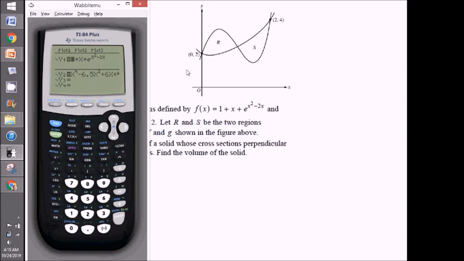Now for the window, I'm thinking 0 to 2 is going to give me a good picture. I mean, that's what they have in the graph that they gave us. So let me do a zoom 0 off of that window. Zoom fit. And here's what my calculator is showing me.